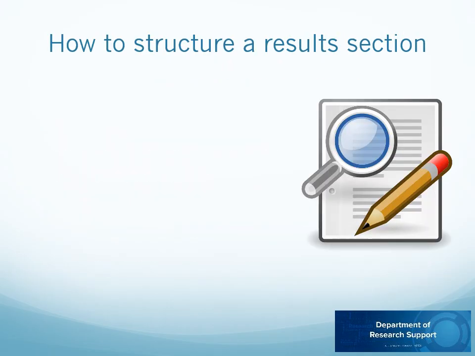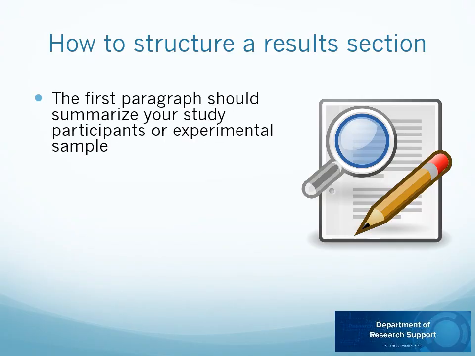So how exactly should you structure the content when writing your results section? The first paragraph of the results generally reports summary data about the study participants or experimental sample. It is important to provide readers with this information so they have context to better evaluate your study results. For example, results from a study with only 10 participants likely has less generalizability than a study with 100 participants.